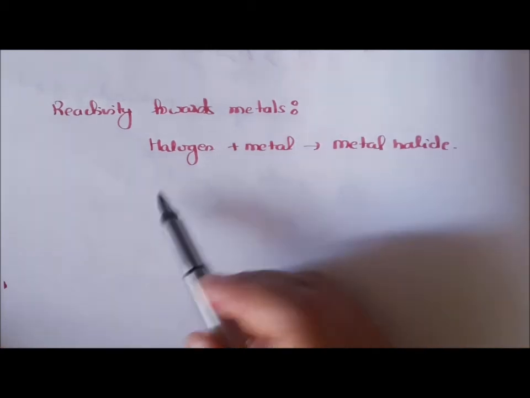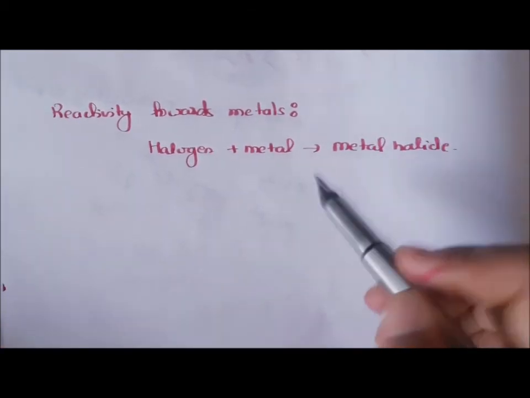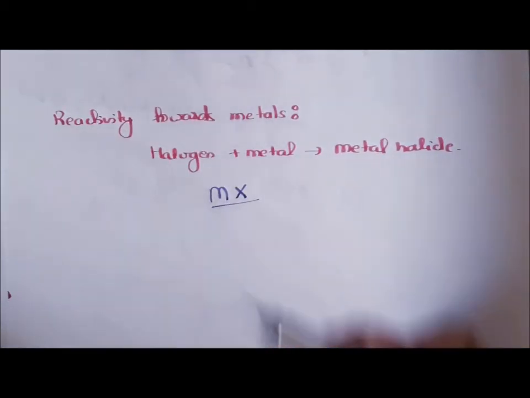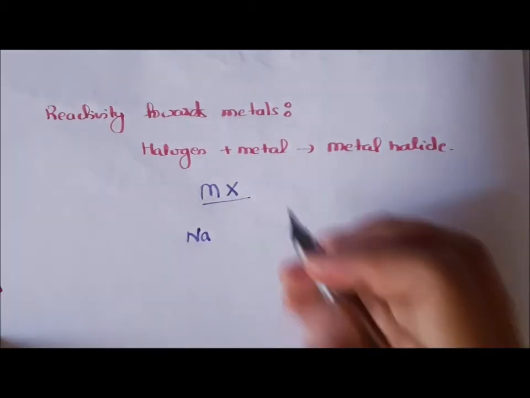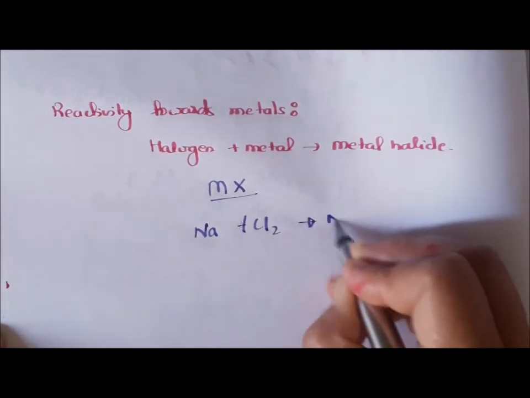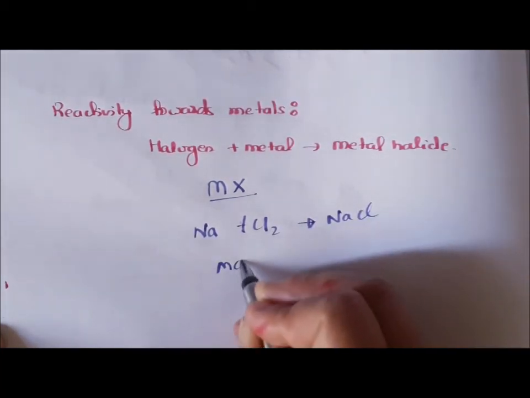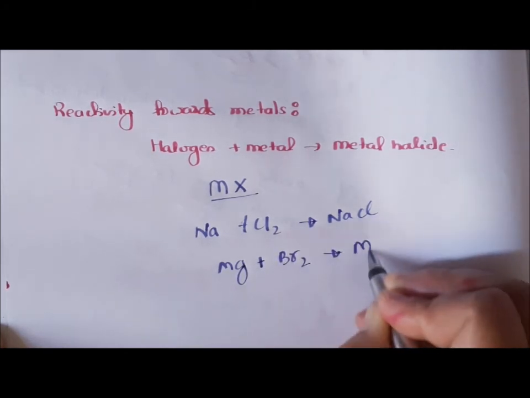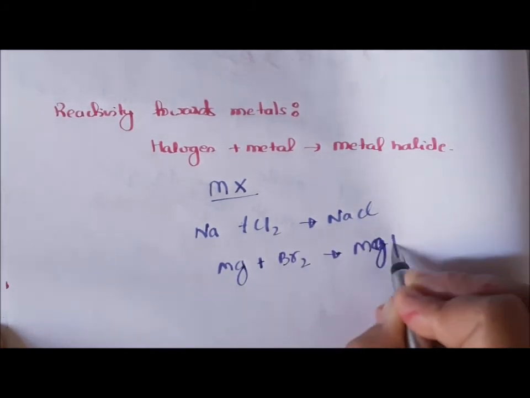Now next is reactivity towards metal. Your halogen reacts with metal to form a salt, a metal halide, of formula MX. So M is your metal, such as sodium, and halogen, chlorine. This gives sodium chloride. Magnesium and bromine, what does it give? Magnesium bromide.